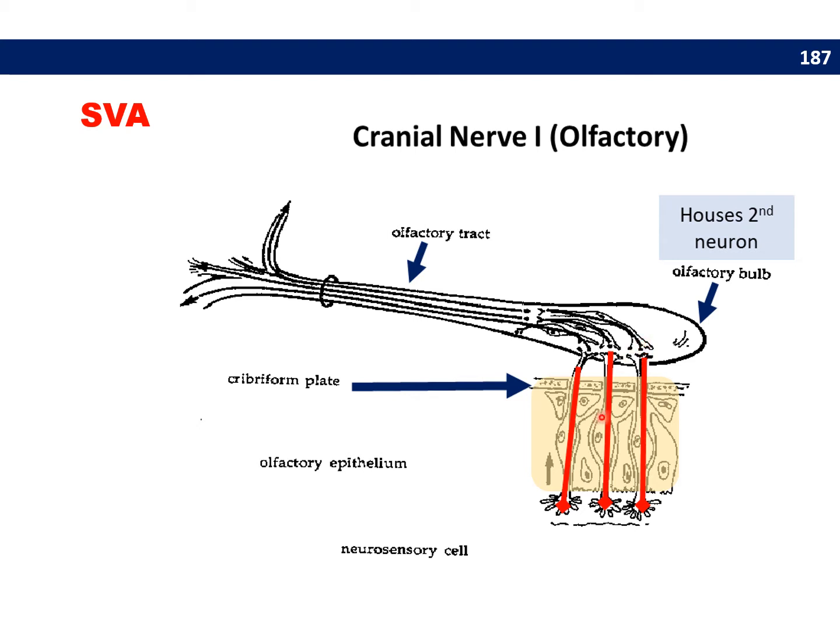And so there's a little bit of imprecision in that previous picture, because cranial nerve 1 is really these 20 bundles that are going through the cribriform plate and then synapsing with the second neuron that's housed in the olfactory bulb. These are SVA fibers, special visceral afferent fibers that make up cranial nerve 1 here.